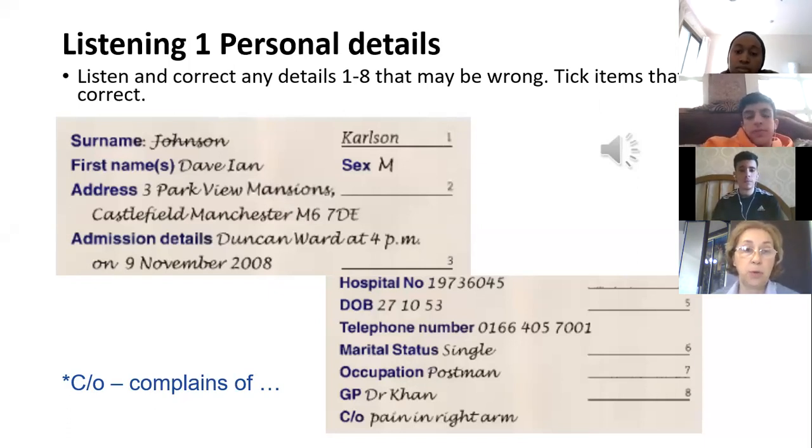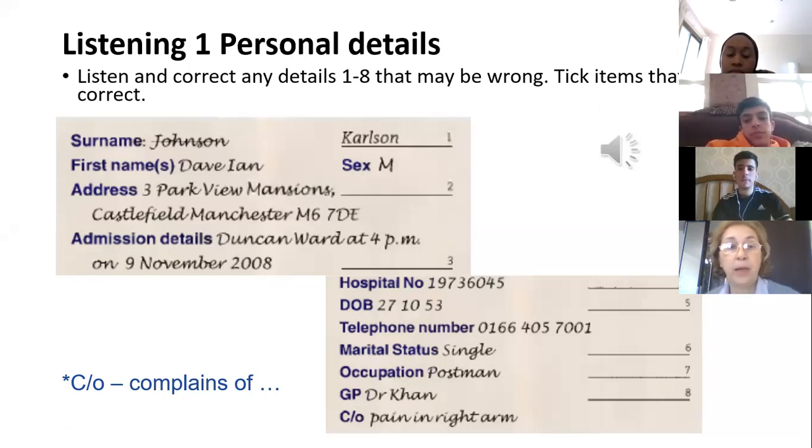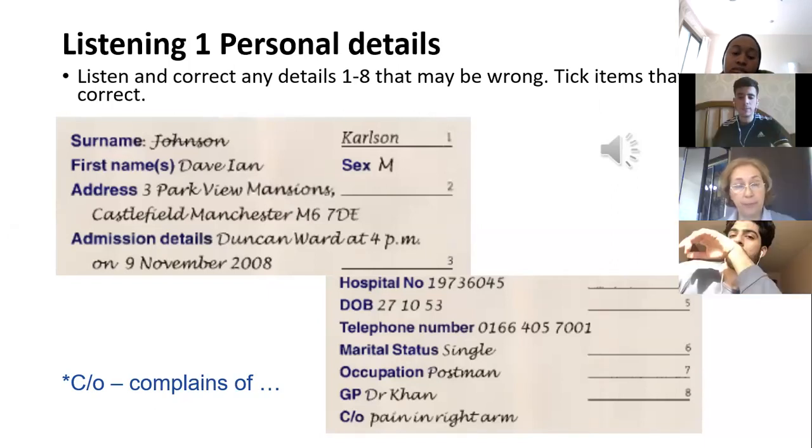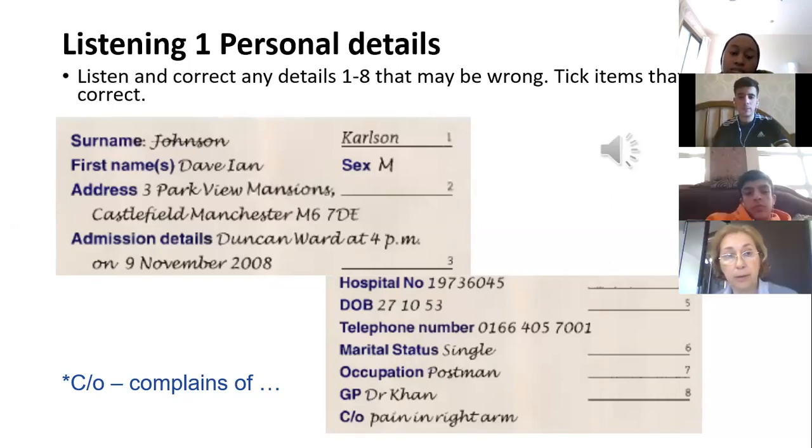Well, let us summarize what we've heard and what we've listened to. As you see, the first line is already done, it's corrected: the surname of the person is not Johnson, it is Carlson. Let us listen to Mazir. What was the first mistake that you noticed? The first mistake was on the admission details. He was admitted at 2 p.m. instead of 4 p.m. on Duncan Ward. Exactly. What about the address? Is the address right? The address is correct. Yeah, he wrote the address correctly.